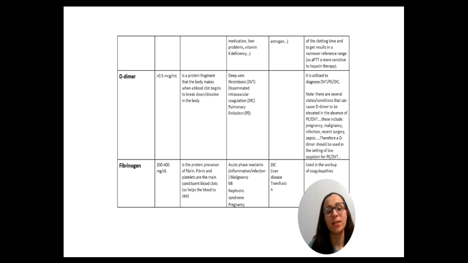Next, we go on to fibrinogen, that is 200 to 400. And what fibrinogen is, it's a protein precursor of fibrin. Fibrin and platelets are the main constituents of blood clots. So basically what it does is it helps the blood to clot. It's used in the workup of coagulopathies. If it's high, it can indicate a clot, whether that's an MI, malignancy, etc. If it's low, it can indicate bleeding out, DIC, liver disease.